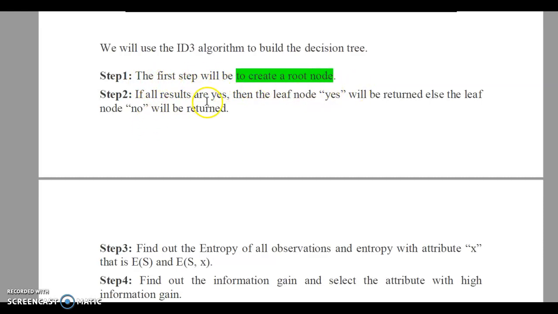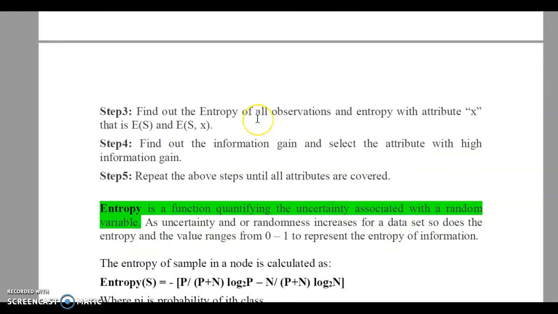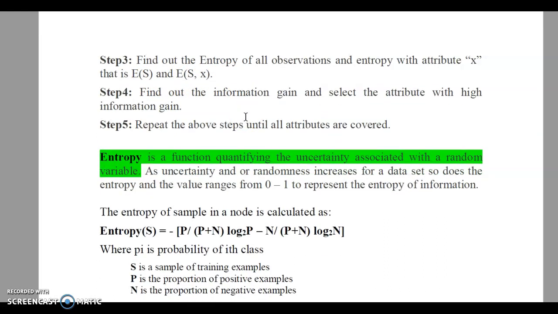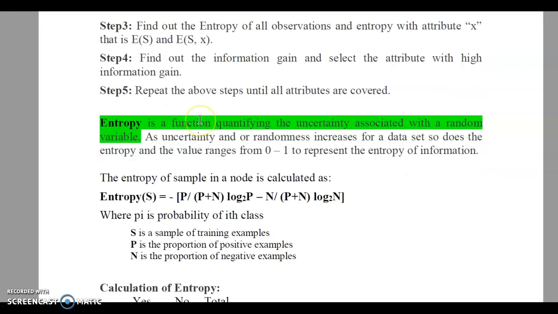Then, if all results are yes, the leaf node equal to yes will be returned. If all are no, the leaf node equal to no will be returned. Step 3, find the entropy of all observations, that is entropy of the sample, and entropy of the sample with attribute X. Step 4, find the information gain and select the attribute with the highest information gain. Step 5, repeat the above steps until all attributes are covered.